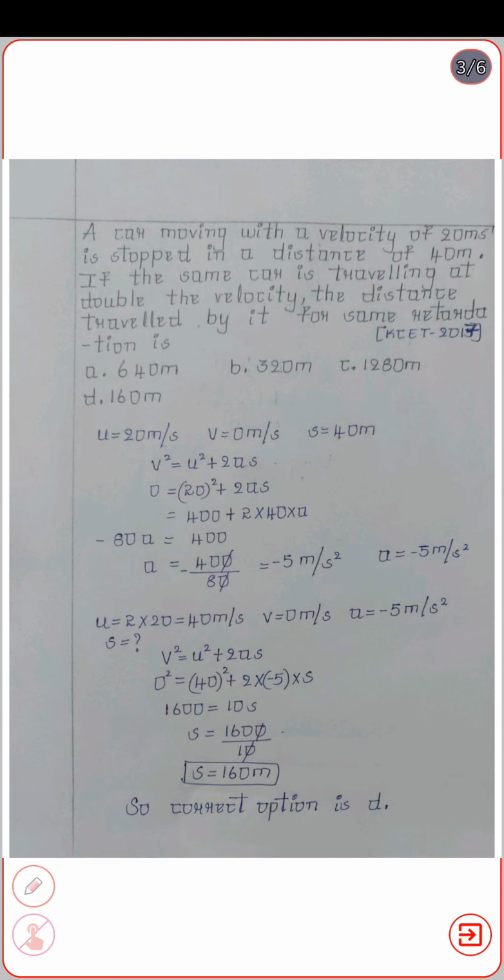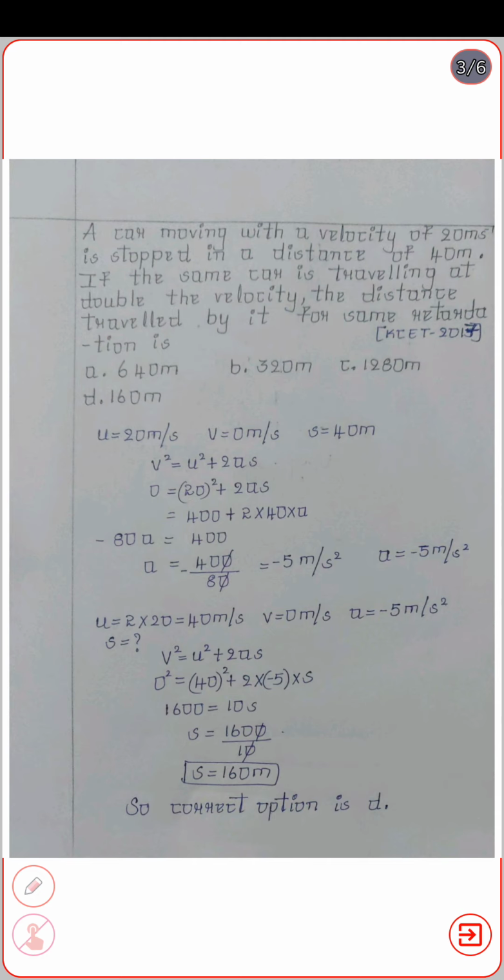Next, the distance traveled by it for the same retardation. In the first case, what we have got is -5. So -5 indicates its retardation. What is negative acceleration? That's nothing but retardation. So assume that, and the velocity is doubled, and the final velocity is nothing but zero, since it has been stopped.